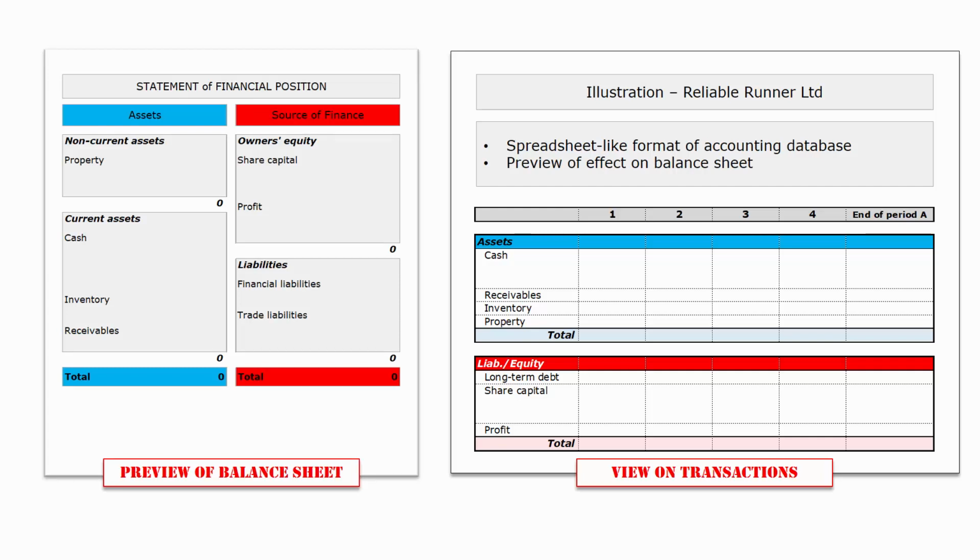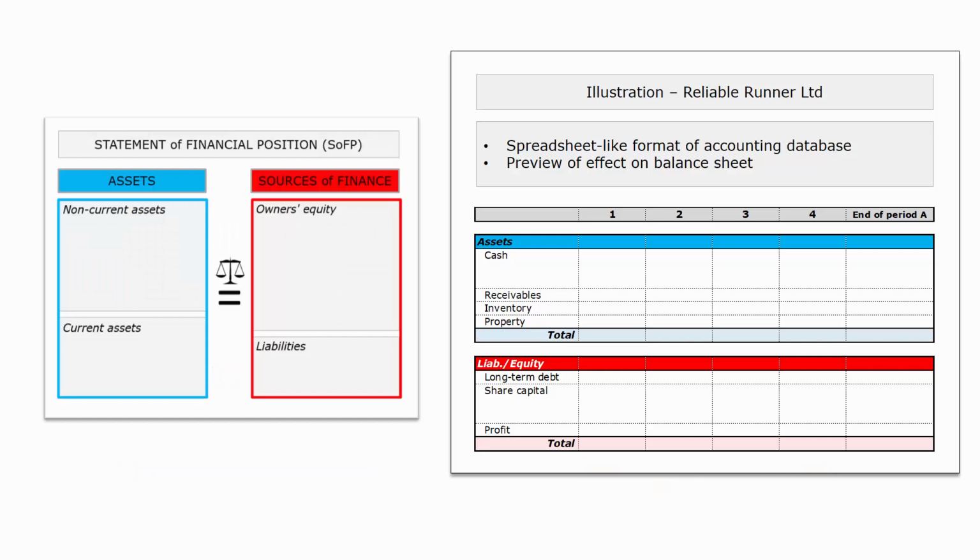Concurrently, we'll show on the left-hand side of the display a preview of how the transactions would affect a balance sheet. In the spreadsheet, the upper part shows the assets, while the lower part shows liabilities and owner's equity. The balance sheet equation demands that the sum of all assets should always be equal to the sum of owner's equity and liabilities.